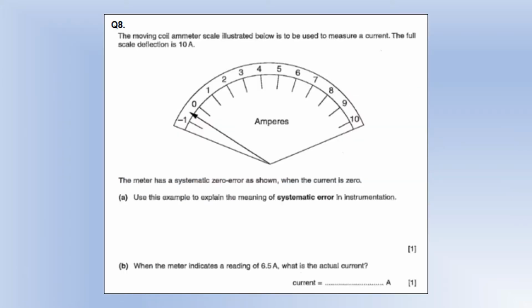Okay, so we've got a moving coil ammeter with its scale illustrated to measure the current. Full scale deflection is 10 amps. The meter has a systematic error as shown when the current is 0. So this is what we call a zero error, which is a specific type of systematic error. Use this example to explain the meaning of systematic error.